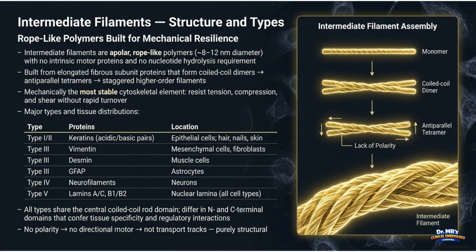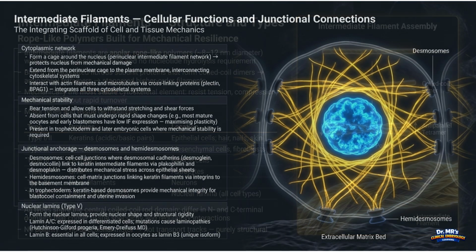For embryologists, lamin B3 is a standout. This is the oocyte-specific isoform. An oocyte sits in meiotic arrest for decades. It needs incredible nuclear stability during that time, and lamin B3 provides that protective cage around the maternal DNA.